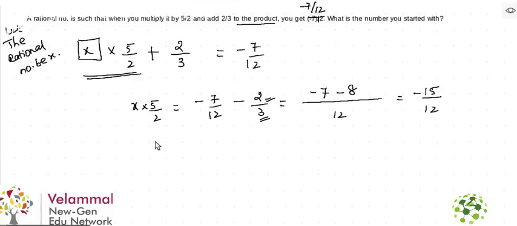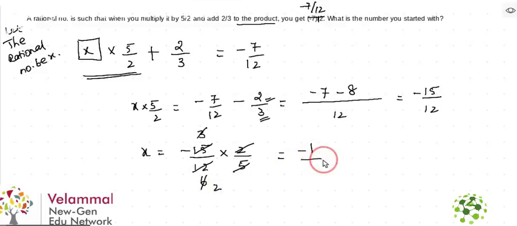Now, I want x only. So I should take 2 to the right hand side and bring 5 also to the right hand side. 2 being in division goes to multiplication, and 5 being in multiplication comes to division. 2 and 12, 6 2s are 12, and 5 3s are 15. And 3 and 6 will cancel 2 times. So in the numerator you have 1 and in the denominator you have 2. So what is the rational number? Yes, negative 1 over 2. So automatically we get the rational number. So no need to start the question with p by q. Fine.